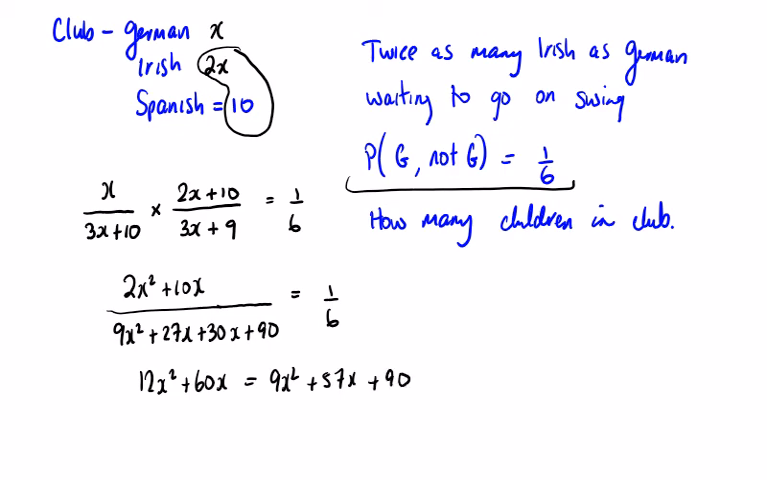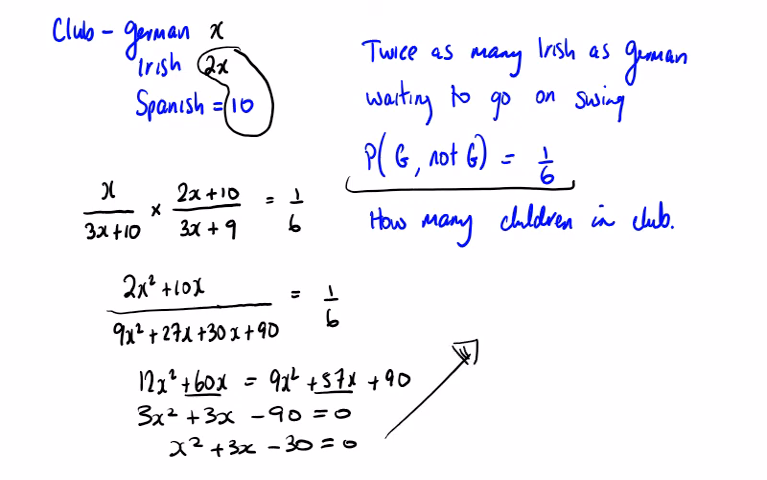And if we bring everything to the left, we're going to get 3x squared. 60x minus 57x is plus 3x. And we just have a minus 90. They all divide by 3. So x squared plus x minus 30 is equal to 0. And if we factorize that, we will get x, it's 10, and what's it going to give us? The middle term will be just x, obviously.